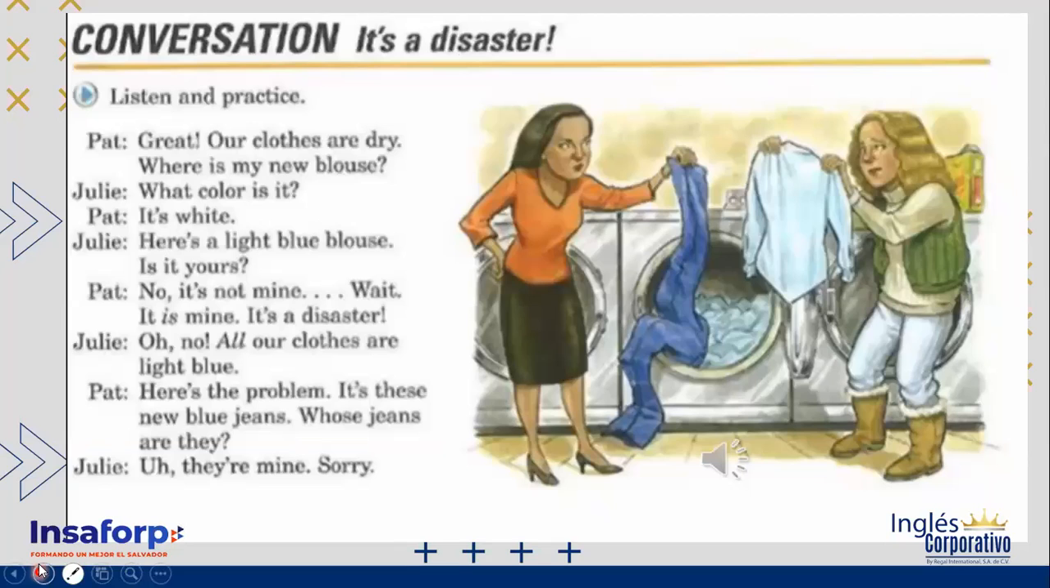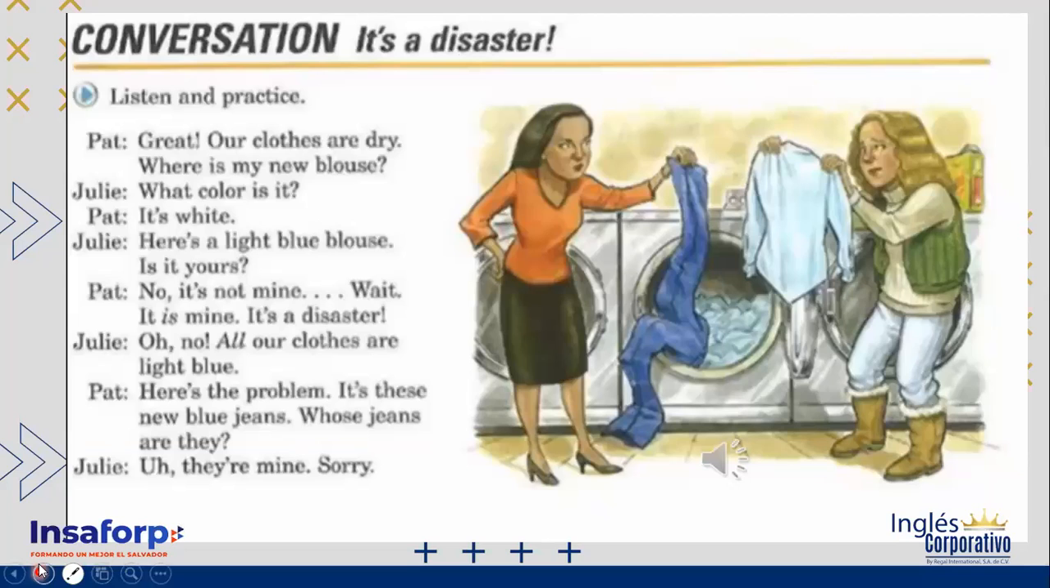Okay, so let's take a look at this conversation. It says, great, our clothes are dry. Where is my new blouse? What color is it? It's white. Here is a light blue blouse. Is it yours? No, it's not mine. Wait, it is mine. It's a disaster. Oh no, all our clothes are light blue. Here is the problem. It's these new blue jeans. Whose jeans are they? They're mine. Sorry.